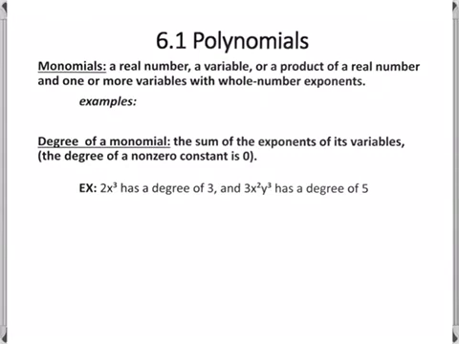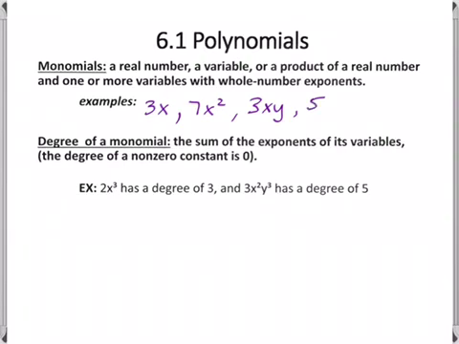Section 6.1, Polynomials. Here we have the definition for a monomial, which is a real number, a variable, or a product of a real number and one or more variables with whole number exponents. Examples of some monomials would be 3x or 7x squared or 3xy or just the number 5.